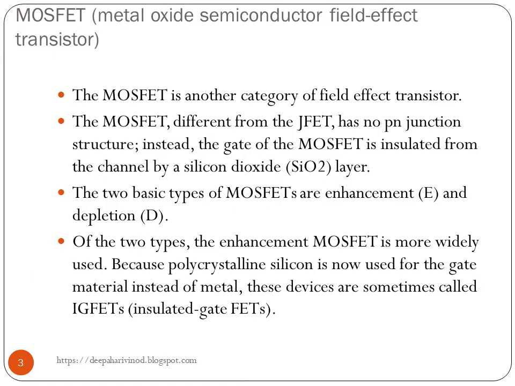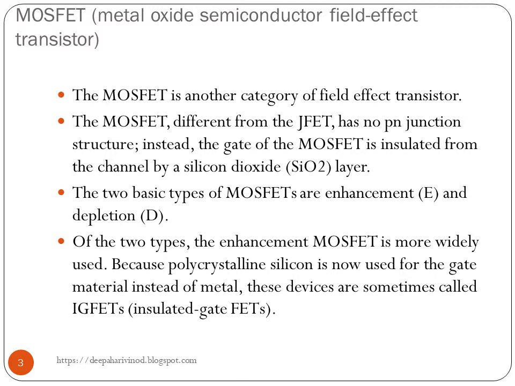MOSFET, that is metal oxide semiconductor field effect transistor. MOSFET is another category of FET. The MOSFET is different from JFET in the way that it has no PN junction structure. Instead, the gate of the MOSFET is insulated from the channel by a silicon dioxide layer. The two types of MOSFETs are enhancement MOSFET and depletion MOSFET.